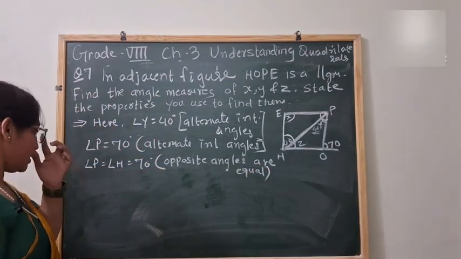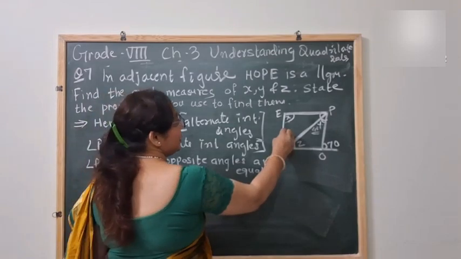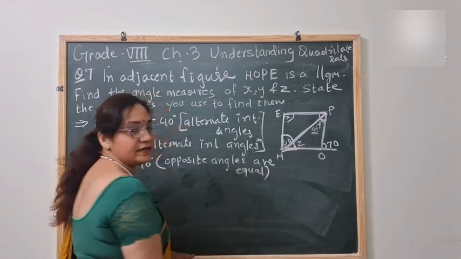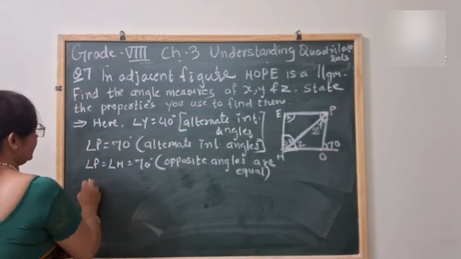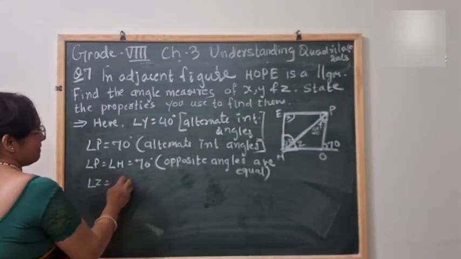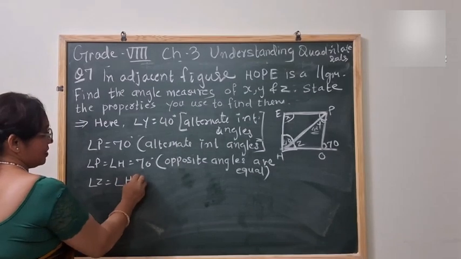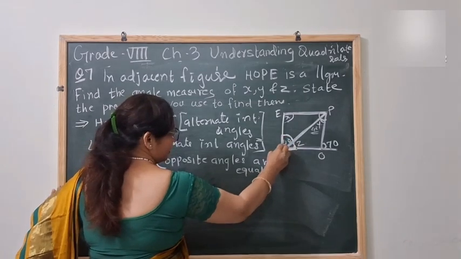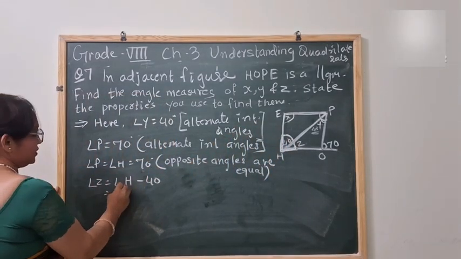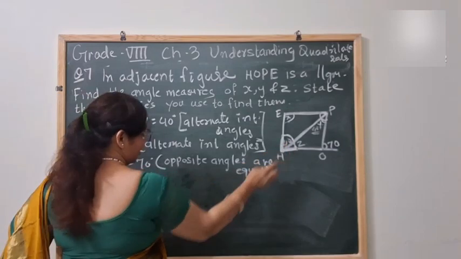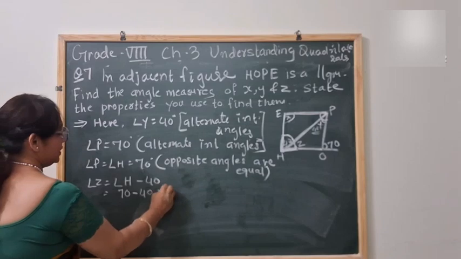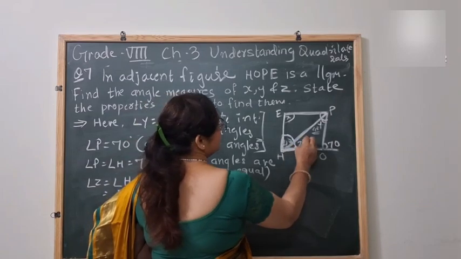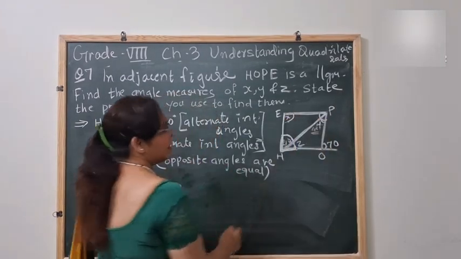Now, here we have angle H. This whole angle we are having, and this angle is 40. How will you find Z? You can easily find Z. So angle Z is equal to angle H minus 40. What is angle H? पूरा H कितना निकाला हमने? 70. So 70 minus the remaining 40 is equal to 30 degrees. Okay, so we have got Z also as 30. Z मिल गया, Y मिल गया, X we have to find.